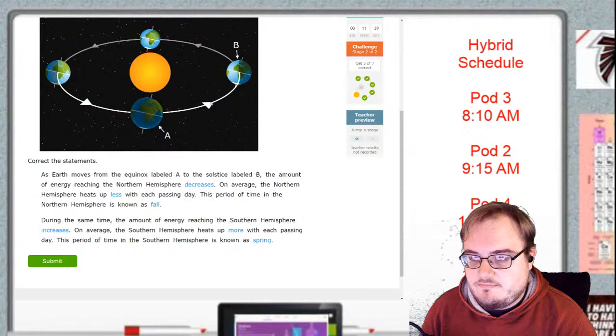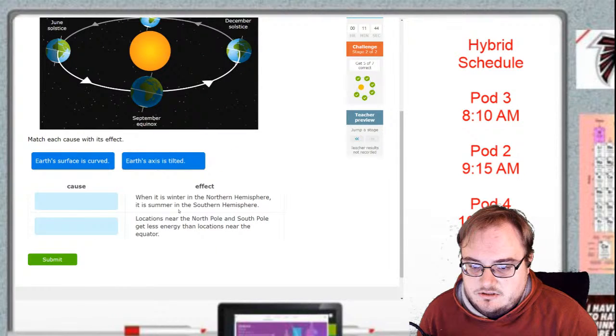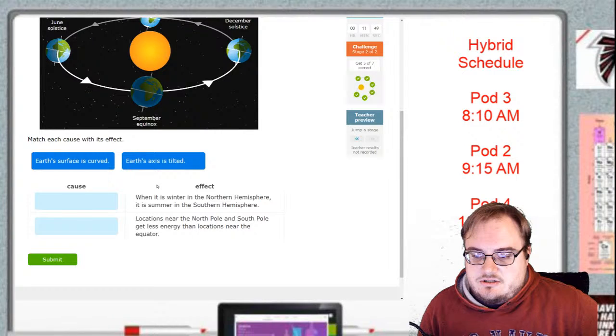This model shows the Earth at the equinoxes and solstices. Match each cause with its effect. Effect: when it is winter in the northern hemisphere, it is summer in the southern hemisphere. So when it's winter in the north, it's summer in the south. Well, that's because of the tilt of the axis, tilting in or away from the sun.